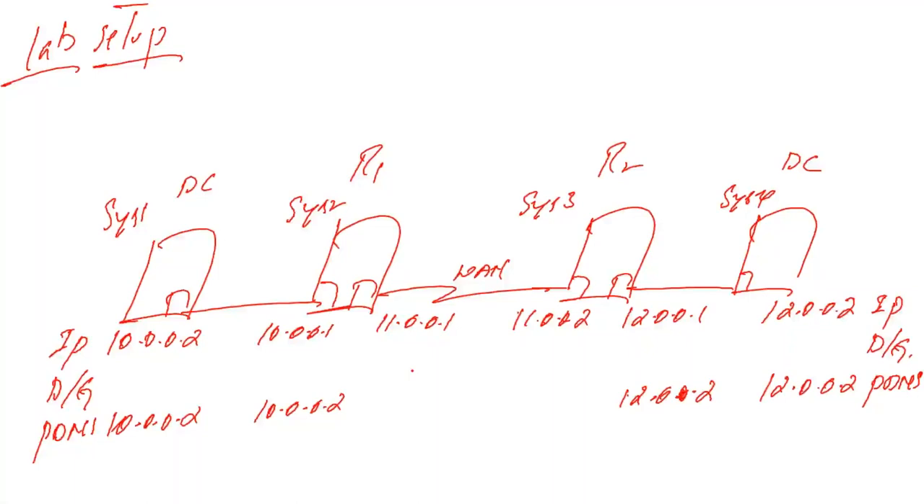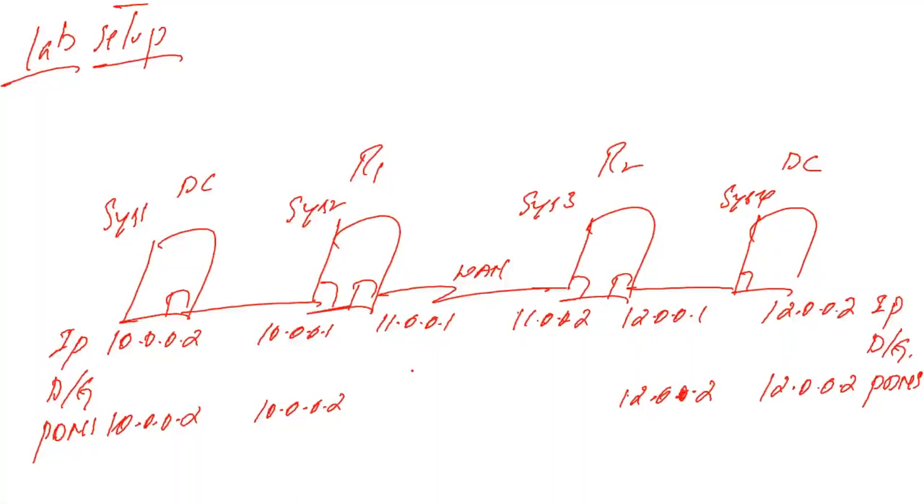Please write down one point there. Check all these computers' IP addresses. So when you go to the lab, first turn on these machines, and check all these computers' IP addresses. IP address should be like this. Okay.